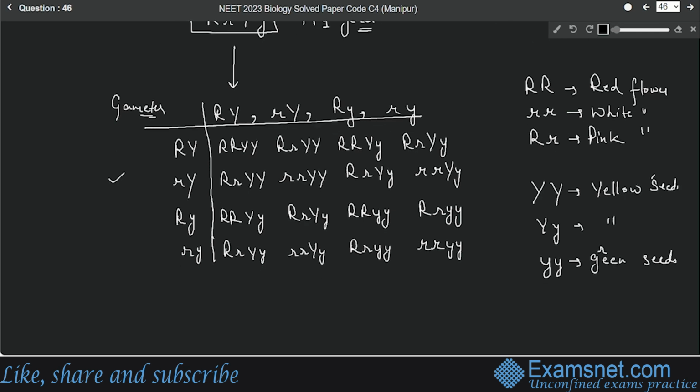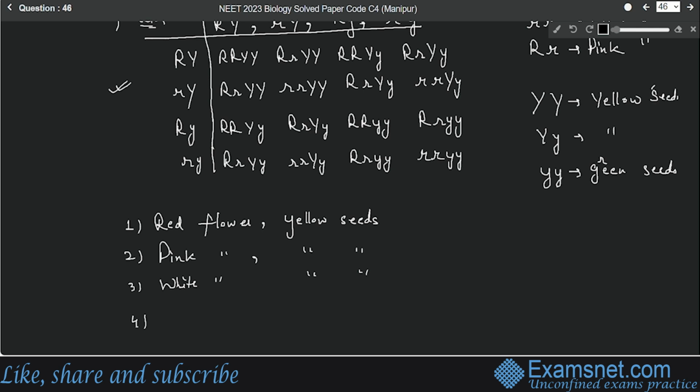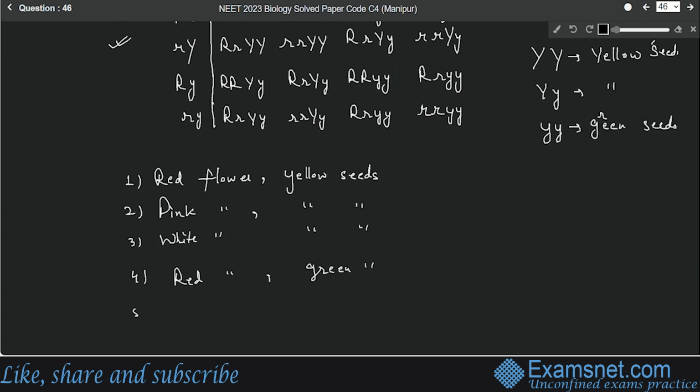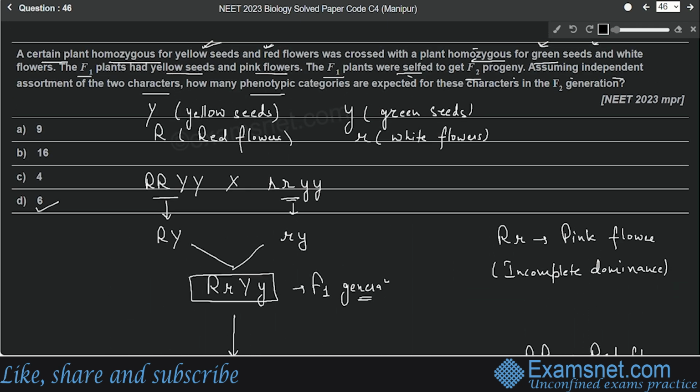So if you observe this cross carefully, you will see that 6 types of phenotypes will be possible here. First one will be red flower with yellow seeds. Then the second possibility will be pink flowers, yellow seeds. Third possibility will be white flower and yellow seeds. Then fourth possibility will be red flower with green seeds. Then pink flowers with green seeds. And the last one will be white flowers with green seeds. So these 6 types of phenotypes will be seen in the F2 generation. So the correct answer will be option number D, 6.